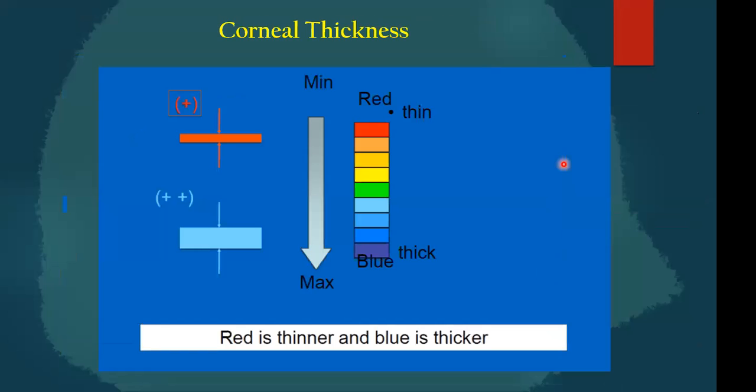Coming to corneal thickness. Now in corneal thickness, it's a little opposite: red is thinner and blue is thicker. So don't get confused.